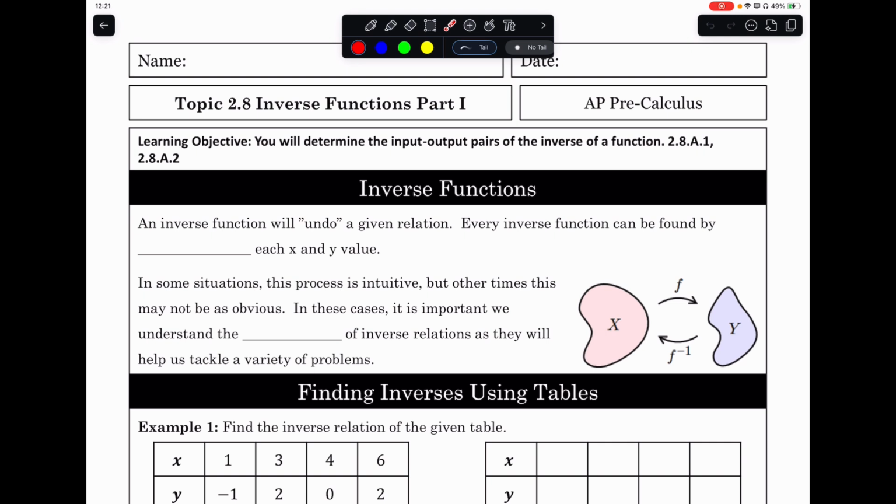Every inverse function can be found by switching each x and y value. So as you look over here on the right, this diagram is illustrating this concept. If I have a function f, the x values, which is referred to as your domain, your input values, and the y is your output values.